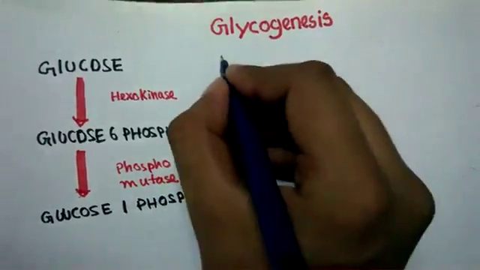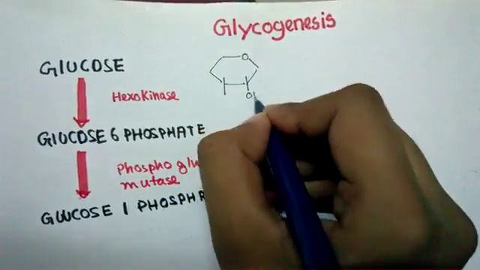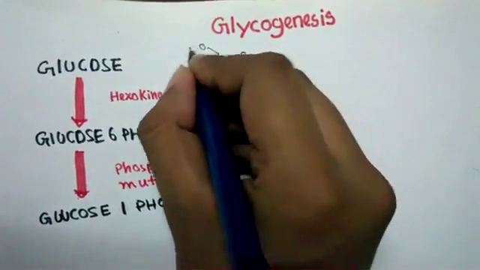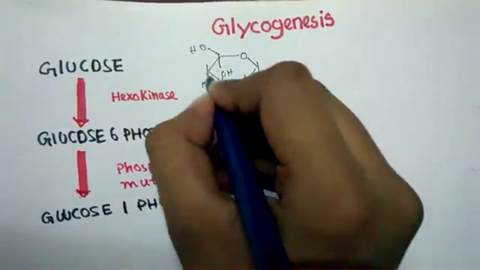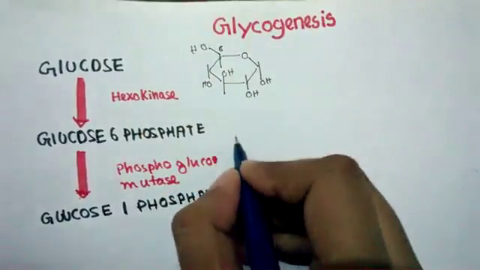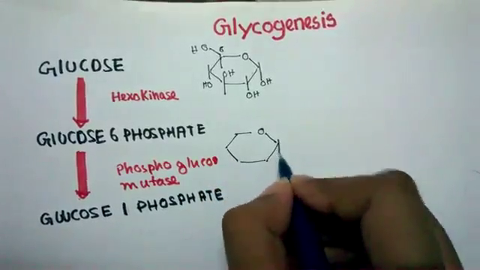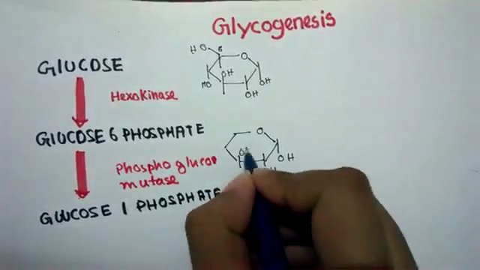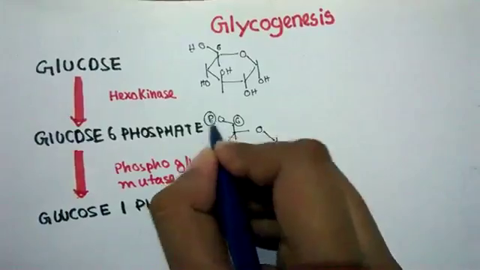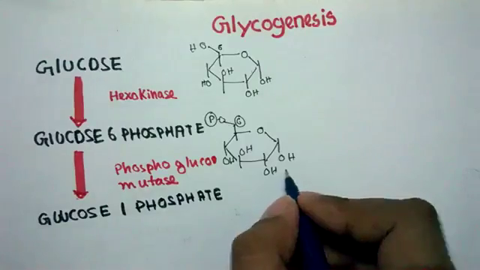Now if we talk about the structure of glucose, glucose somewhat looks like this. So this is the basic structure of glucose. Here is the 1, 2, 3, 4, 5 and sixth carbon. In the next step, glucose would be phosphorylated in its sixth carbon, and it would form glucose 6 phosphate. So here in the sixth carbon of the glucose, we would attach a phosphate group by this hexokinase enzyme, and this is called glucose 6 phosphate.